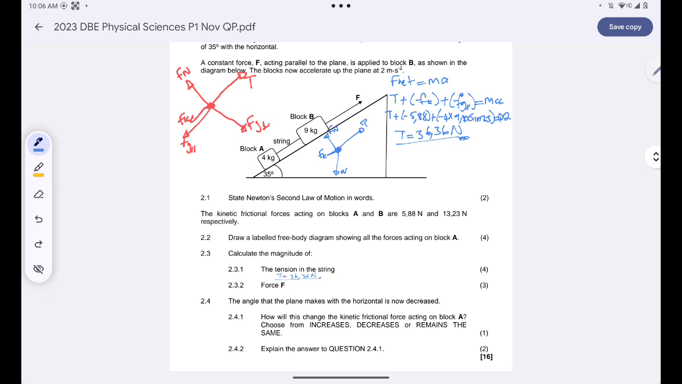Force F is applied on block B. So that means we must draw the free body diagram for block B and then calculate the force F. May I please erase?